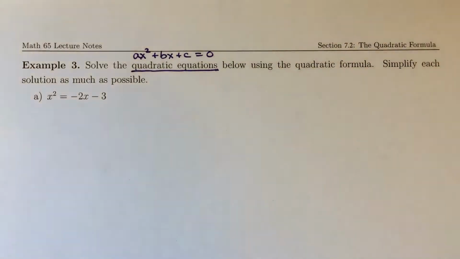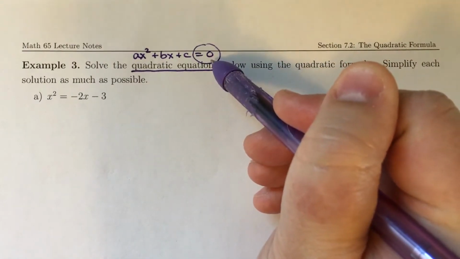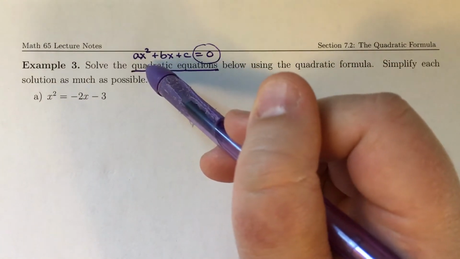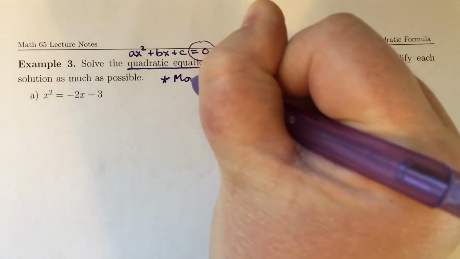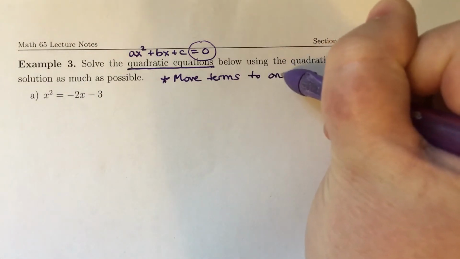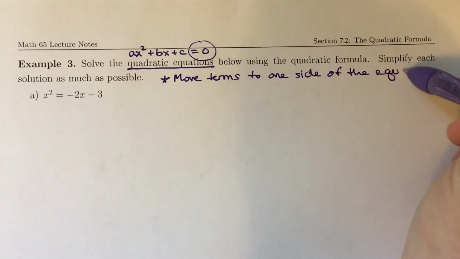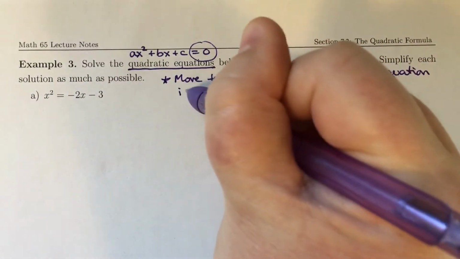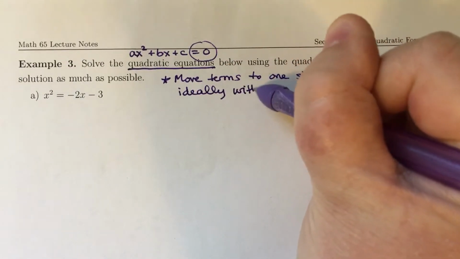So in these examples, what we're going to do is make sure we get equals 0 on one side, but also try to get the x squared term to be positive. So that's our goal. We're going to move terms to one side of the equation, ideally with x squared being positive. It's not necessary, but it makes things a lot easier.